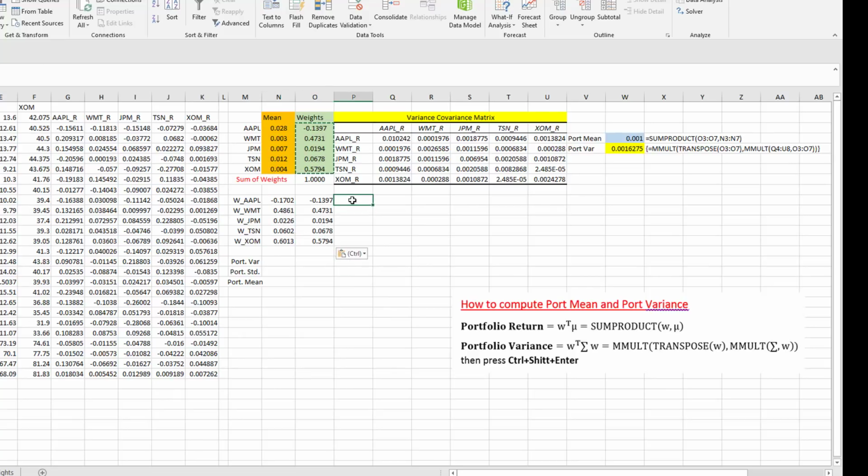Similarly, you can do a third set, fourth set, fifth set. You can keep on doing this and you can have as many portfolio weights as you want. For the sake of saving time, I have already computed other sets of portfolio weights, and I'm going to copy and paste them here.